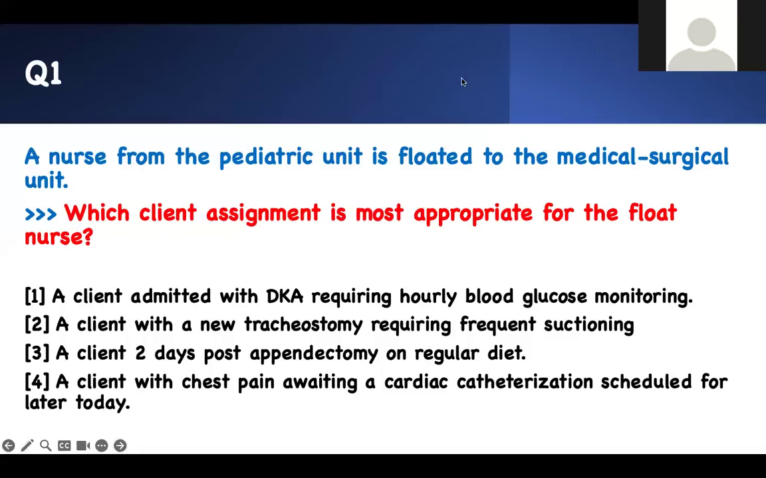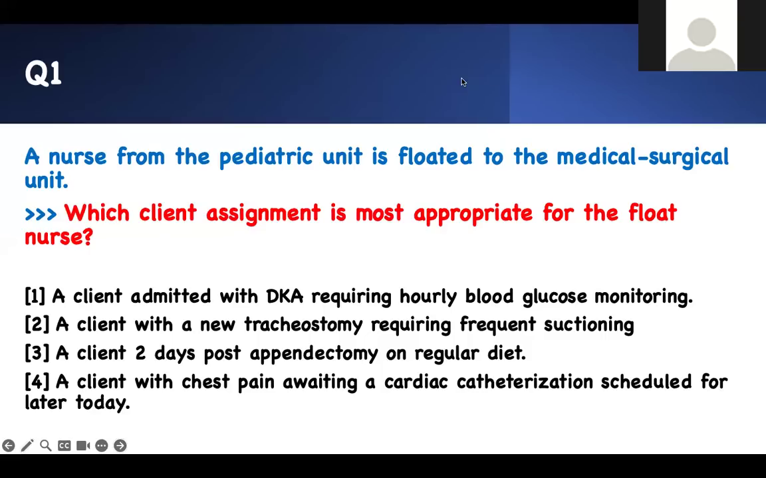So what is the problem? A nurse from the pediatric unit is floated to the medical surgical unit. It's a peds nurse, so give them something that a pediatric nurse should be able to take care of. A client admitted with DKA requiring hourly blood glucose monitoring. Of course, sometimes they have patients with DKA and can take care of it, but it's not specialized for pediatric units. DKA is a medicine problem. Even though you can have peds with diabetes, I don't think that's appropriate. A client with new tracheostomy requiring frequent suctioning. That's a specialized treatment by a medical surgical unit nurse.